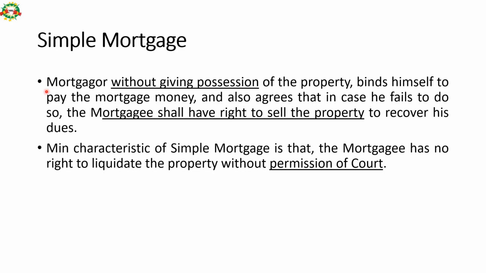In a simple mortgage, the mortgagor, without giving possession of the property, binds himself to pay the mortgage money, and also agrees that in case he fails to do so, the mortgagee shall have the right to sell the property to recover his dues. The minimum characteristic of a simple mortgage is that the mortgagee has no right to liquidate the property without permission of court. So the mortgagee, the bank, cannot sell the property without permission of court in case of simple mortgage. However, the mortgagee, the bank, gets the right to sell the property to recover his dues, but possession remains with the mortgagor. So these three important points are there in case of simple mortgage.